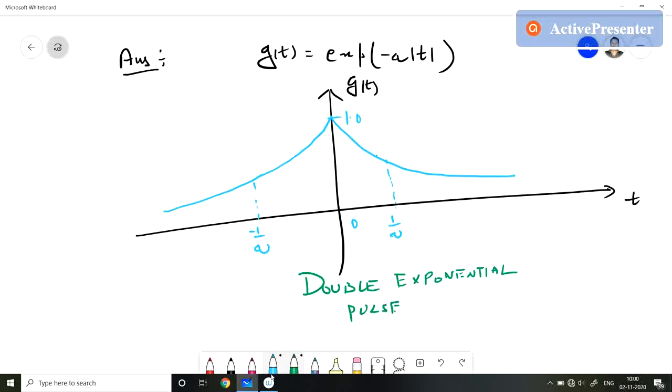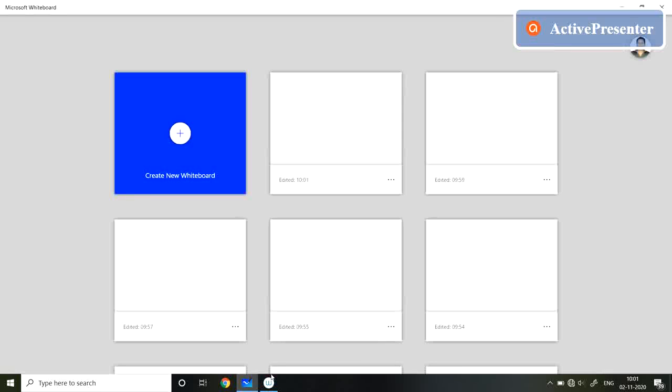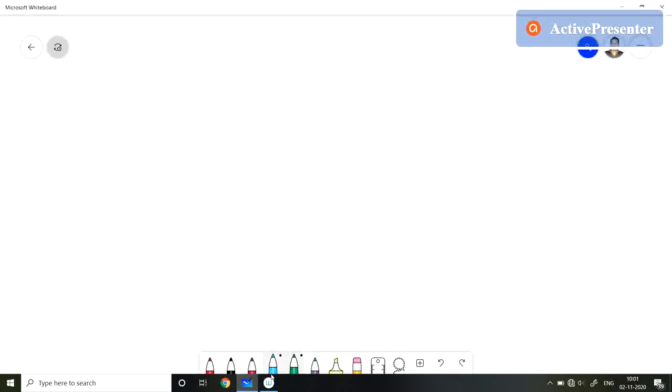This figure is called the double exponential pulse. If we see the symmetry, then we can say that it is a symmetric signal. It is showing the even symmetry. We can see that this signal is symmetric along the y-axis.